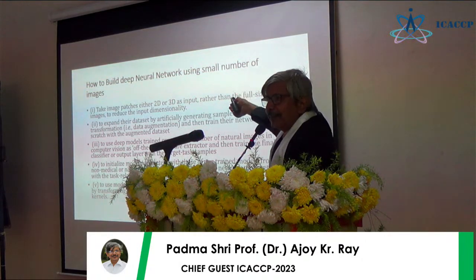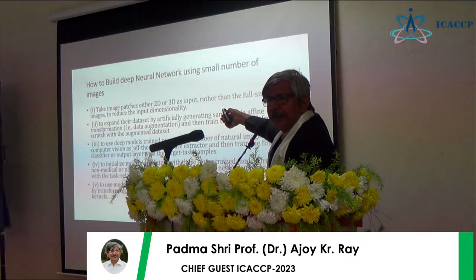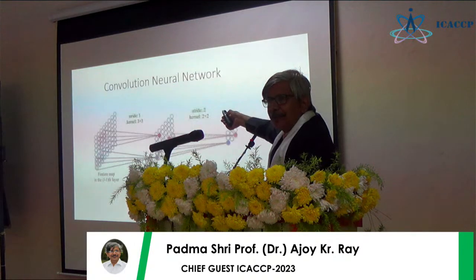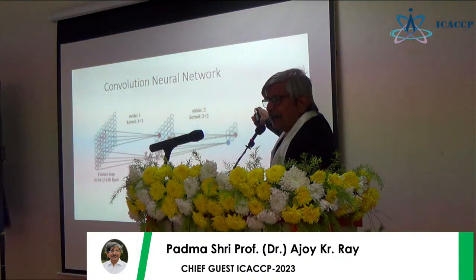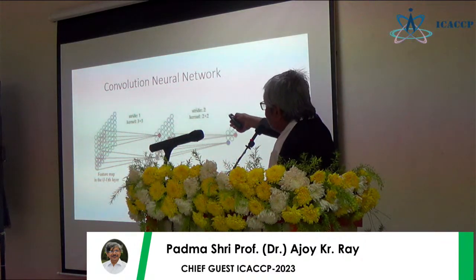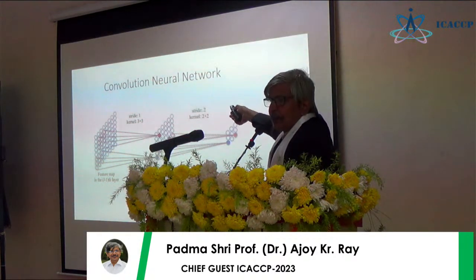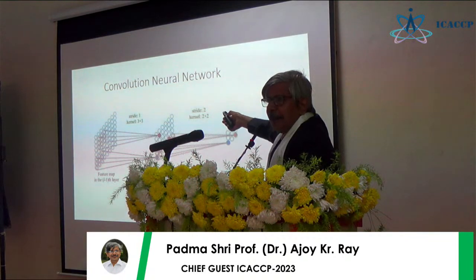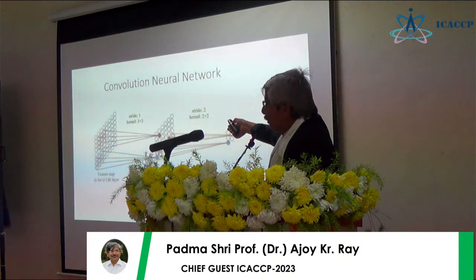This is a research issue. Those who are doing PhDs, you can take this up. How do you design such a deep neural network where you would normally require a large number of samples, but you have only a smaller number of samples? This is the convolutional neural network, the CNN, which is the basis of this whole issue of neural networks.